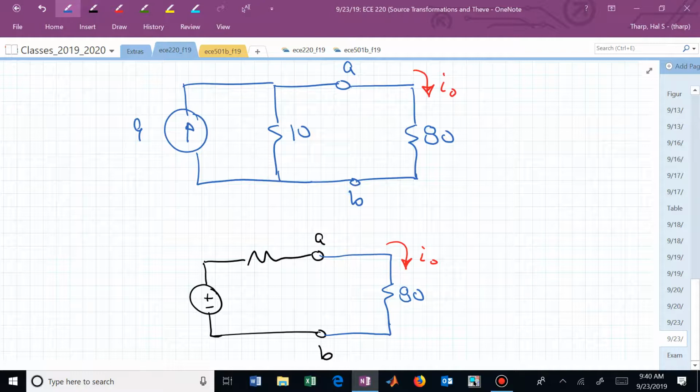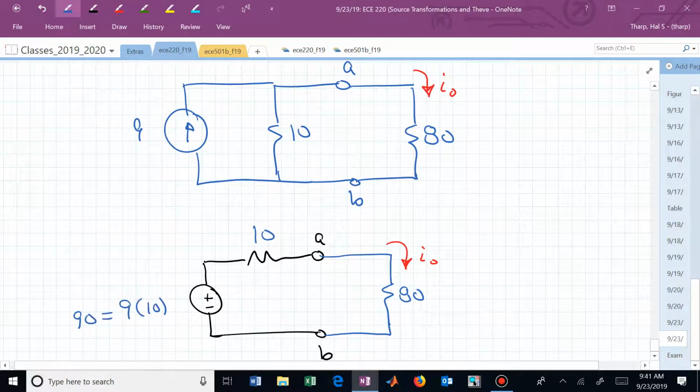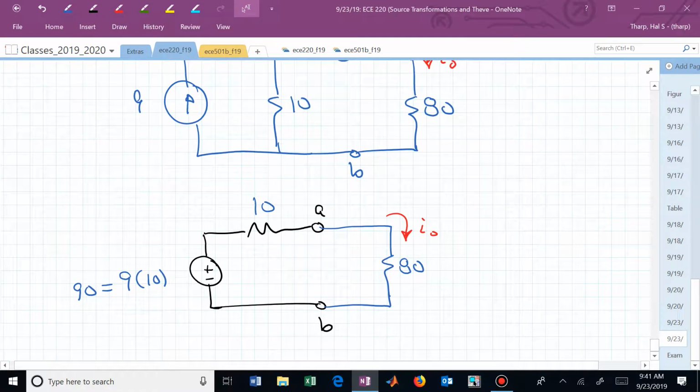What's the resistor? Isn't it the same as the resistor in the Norton? This now becomes 10. What's my voltage source in the Thevenin? What would be my open circuit voltage across terminals AB if I removed that 80 ohm load? 9 times 10, wouldn't it be 90? Now do you see what I0 is?